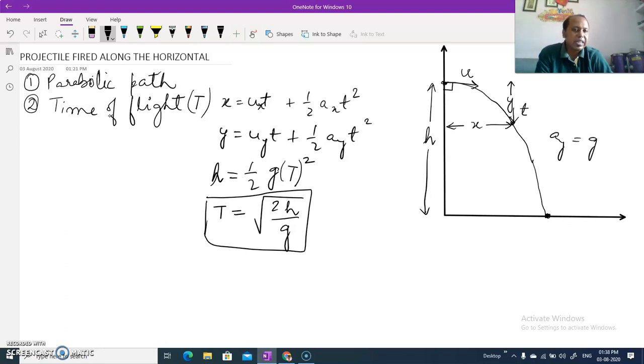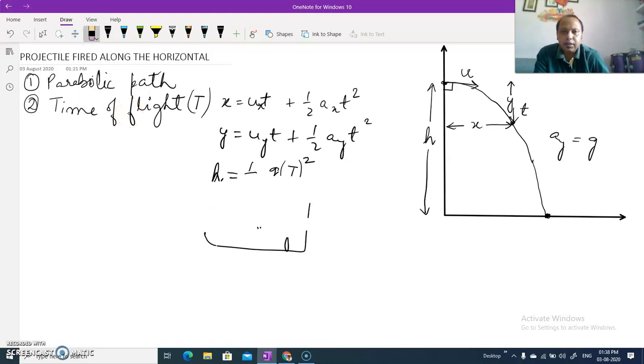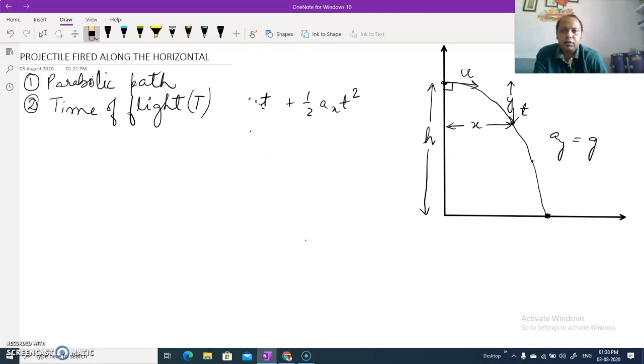So I hope this is clear to you. Root over 2h upon g. So we got this value also. Next we are going to find the horizontal range. This time of flight we have calculated, root over 2h upon g. Now the third point that we are going to discuss here is horizontal range.